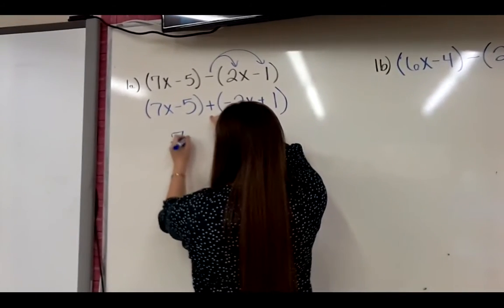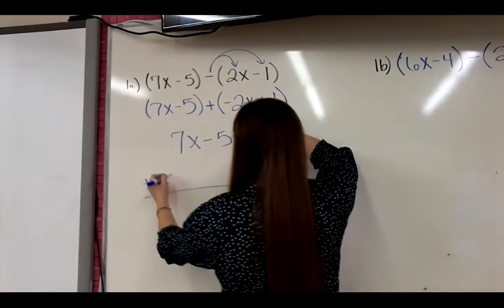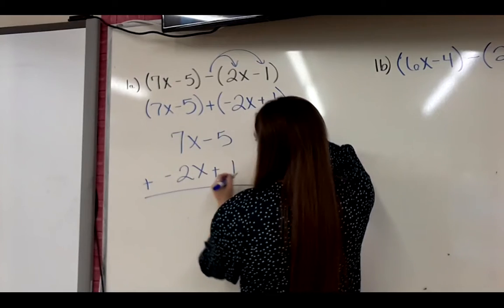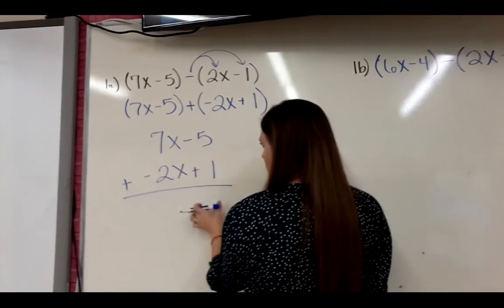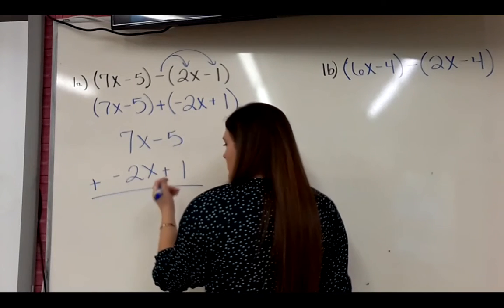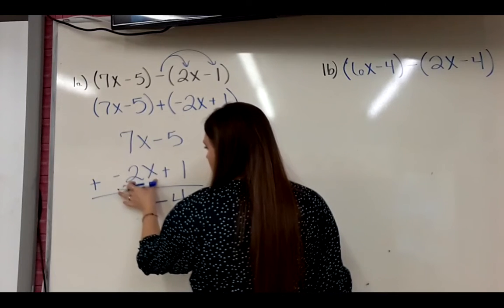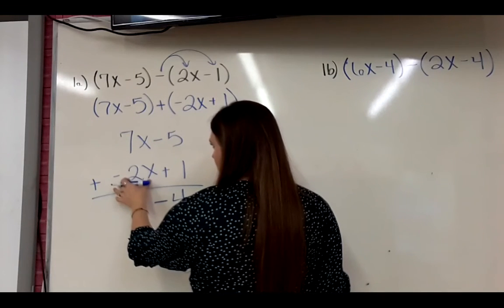So I have 7x minus 5. Now we make it one big addition problem. Negative 2x plus 1. So now I'll look down. I have negative 5 plus positive 1. So negative 5 plus 1 is negative 4. 7x plus negative 2x. So I have 7 plus negative 2.